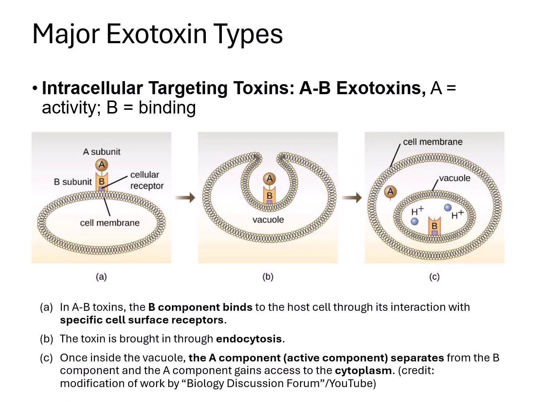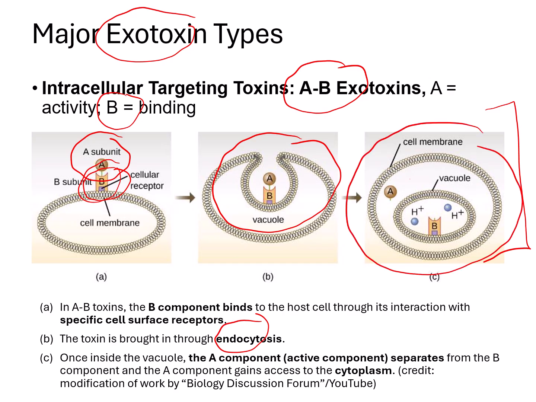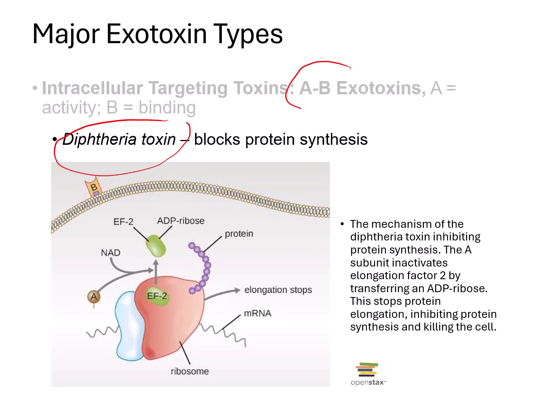The first major class of exotoxins we have are called AB exotoxins, and these have two parts. The B is the binding subunit, which attaches to the host cell receptor. The A is the active subunit, which enters the cell and causes damage. So here we can see an image of that, the B binding to that host cell, and then they're taken in through endocytosis. Once they're inside that vacuole, A separates from B, and it gains access to the cytoplasm and can cause damage.